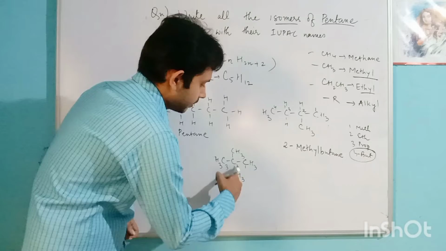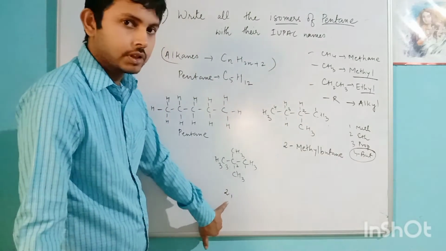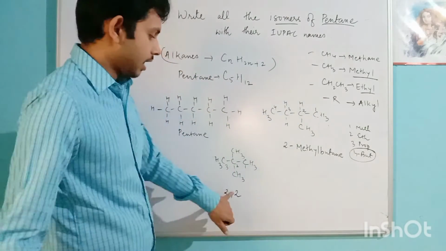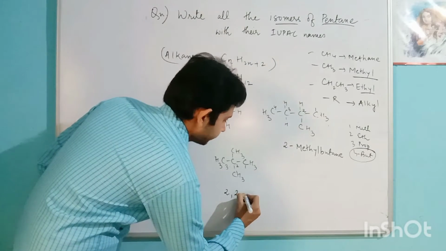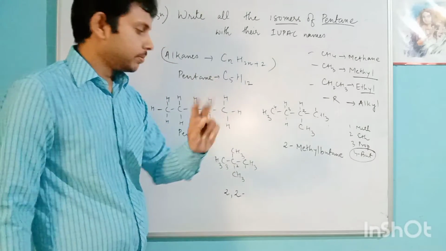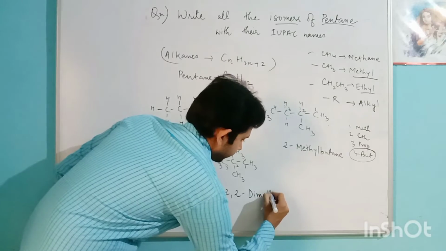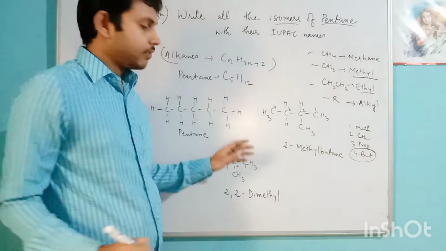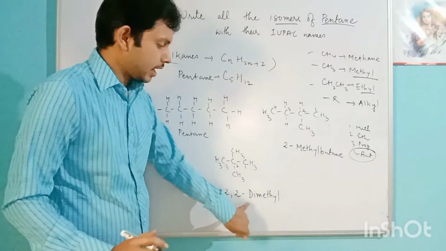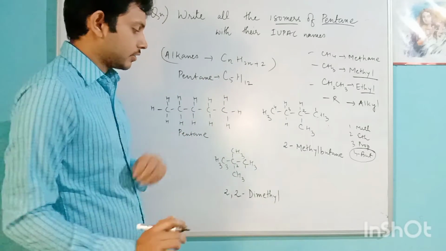Since there are 2 methyl groups, the first methyl group is at position number 2. You will put a comma. The second methyl group is also at number 2, and then you will put a hyphen. Then you will write methyl. Since there are 2 methyl, we have to write dimethyl. If there were 3, then we would write tri. We don't have to write mono. You simply write methyl if there is 1 methyl. For 2 we write di, and for 3 we write tri.